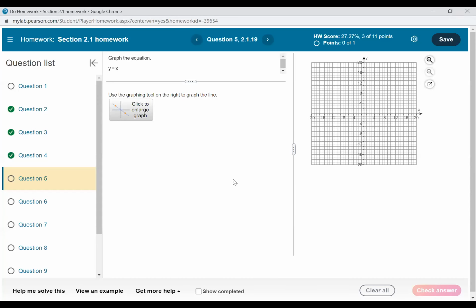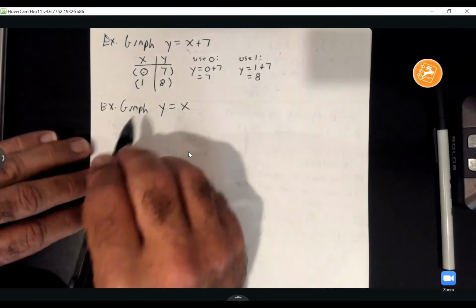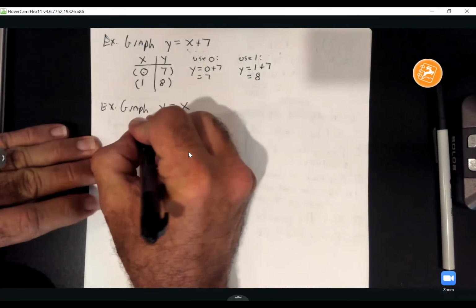Now let's try another one. This one says graph y equals x. So let's go get some points and see what happens here. So we're going to make an x and y table again.